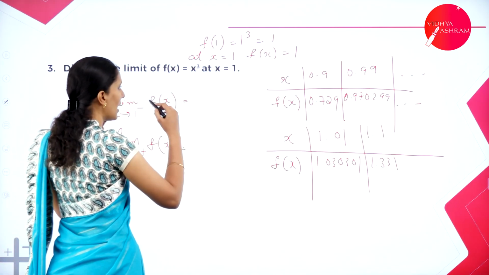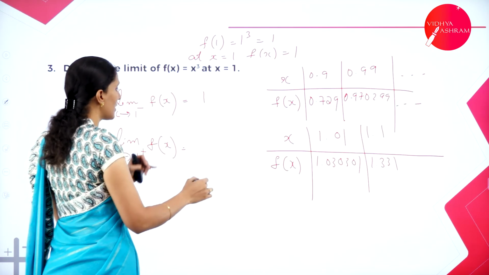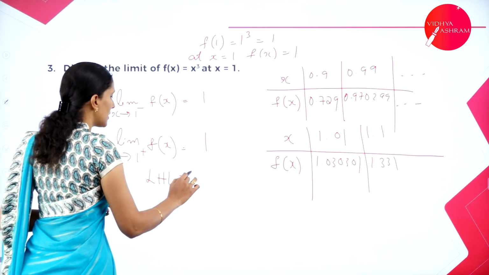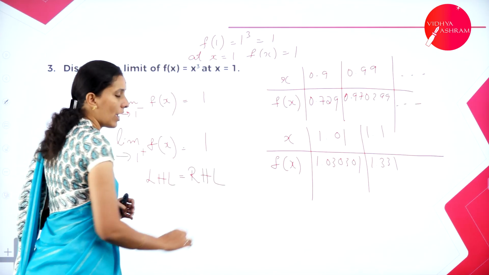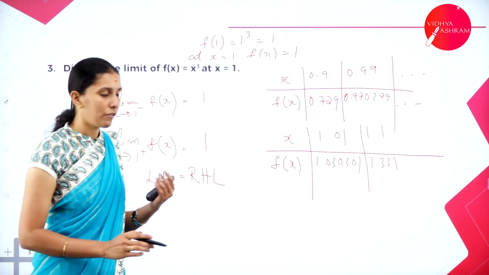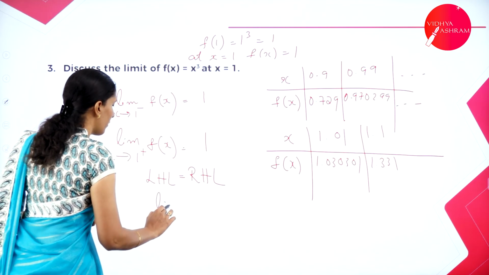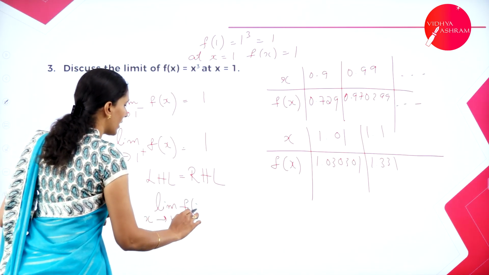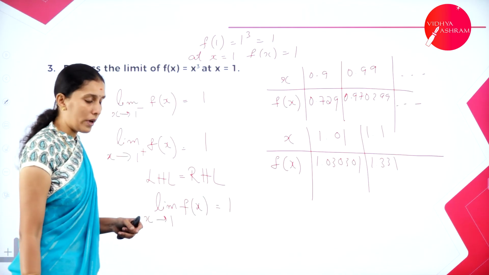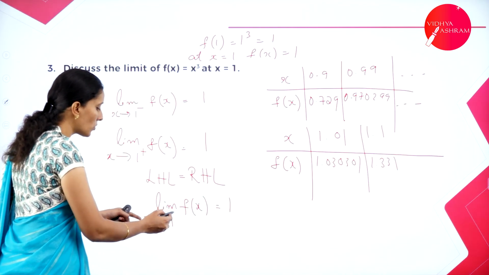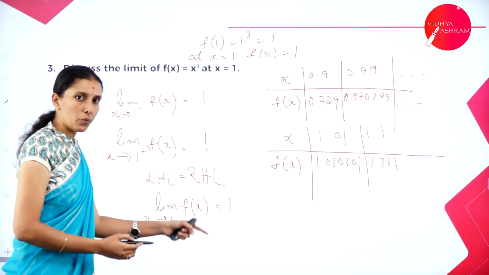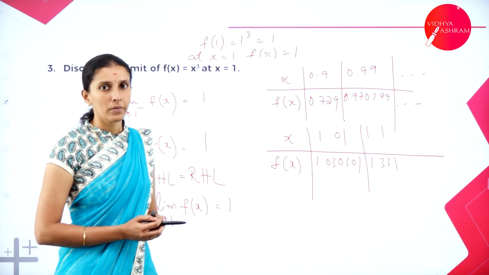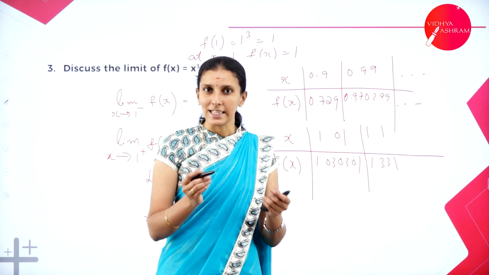So your left hand limit is 1 and the right hand limit is also 1. Therefore we can conclude that LHL is equal to RHL, so the limit exists. Therefore we can write the limit of the function as x tends to 1 of f of x is equal to 1. As x approaches 1, nearer to 1, the value of the function is also equal to 1. Therefore, we say the limit exists.